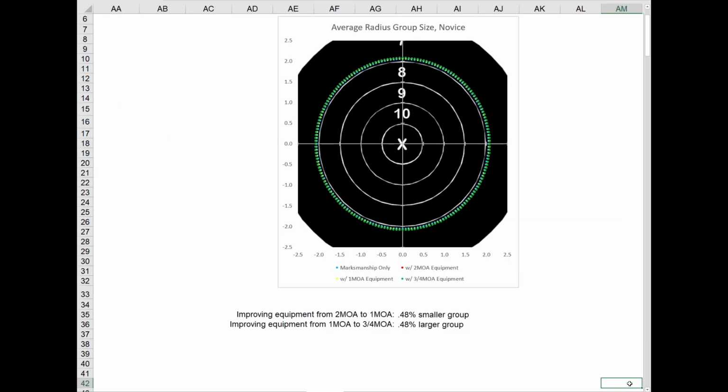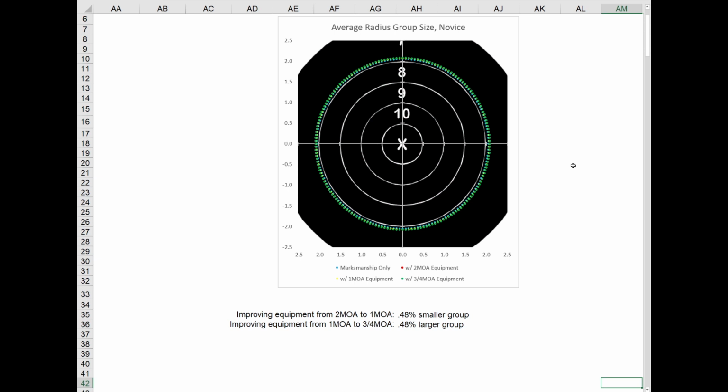Now, let's go over what the group sizes tell us from all these shot simulations. So we'll start with this. I'm going to show you 4 different targets, one for each of the different shooter types: novice, intermediate, experienced, and elite. And we'll start with this one. This is the target for the novice shooter.